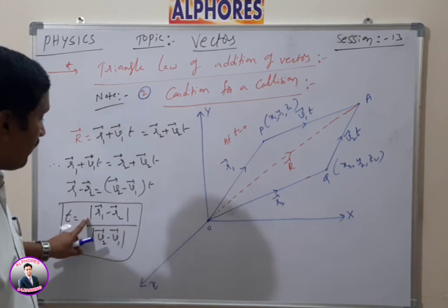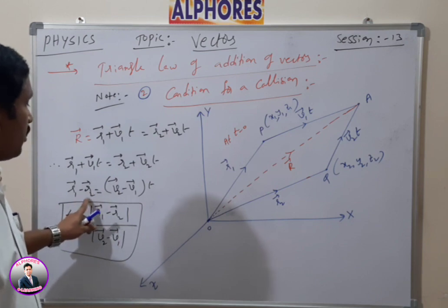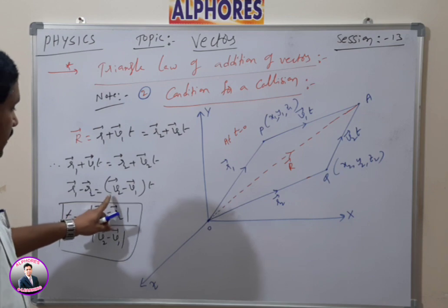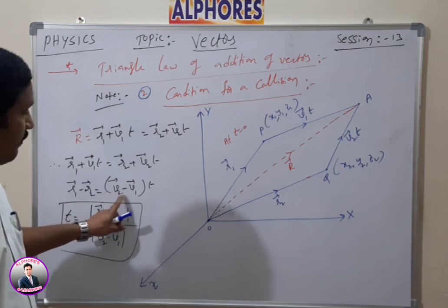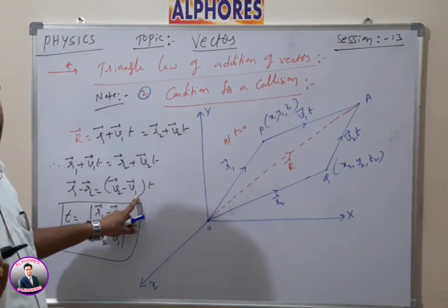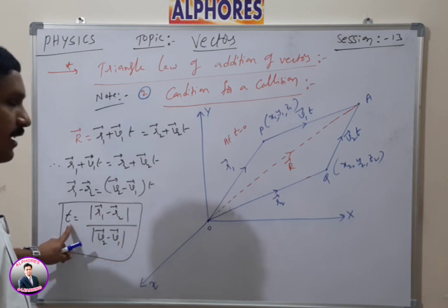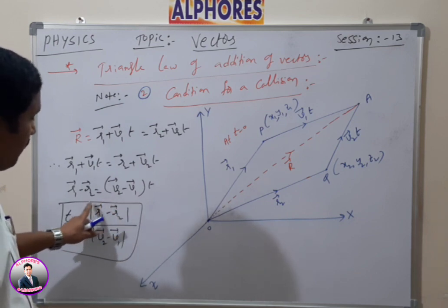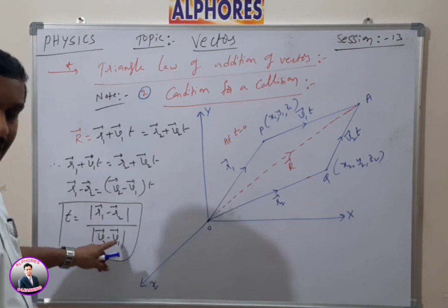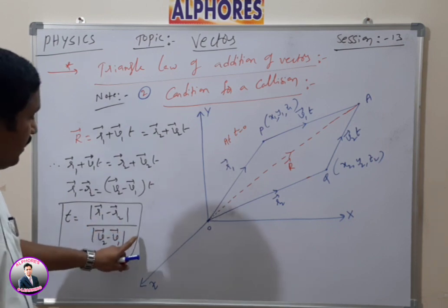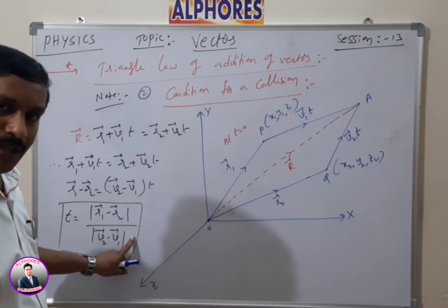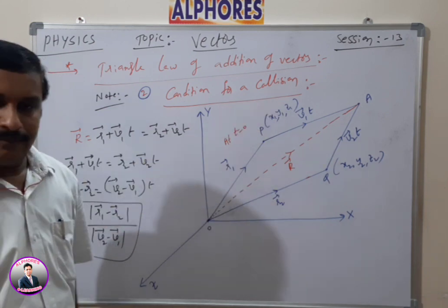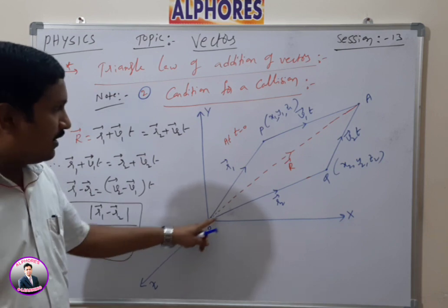Why am I taking the magnitude? In order to subtract the two vectors, you get another vector. Also, subtracting the velocities gives another velocity vector. But time is a scalar, so you have to take the magnitude, and the magnitude of a vector is a scalar. Scalar by scalar is a scalar. So this is the time taken by the two bodies to reach from point O to A. This is the resultant displacement.